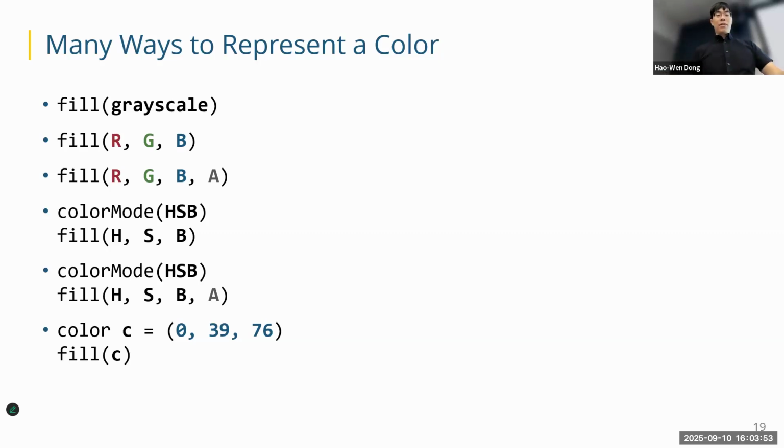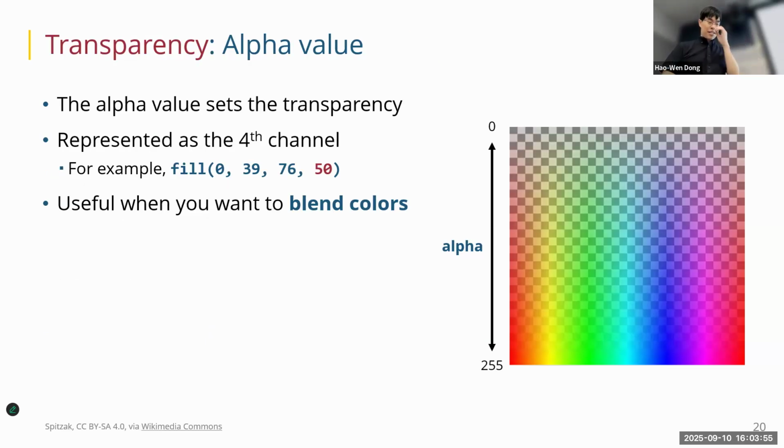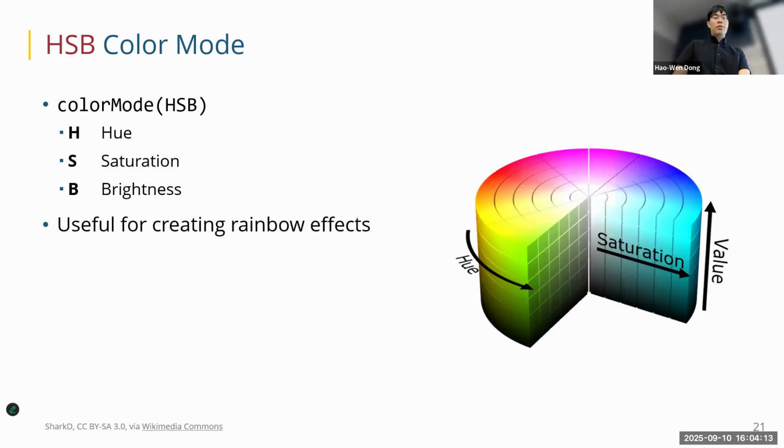Transparency is something very interesting in Processing, especially in rendering. Basically, you will have the fourth channel of RGBA or HSVA. So it's fun to blend colors, and that's what we will be doing. And also, the hue, saturation, brightness is useful for creating rainbow effects. Cool. So that's what we are doing now.